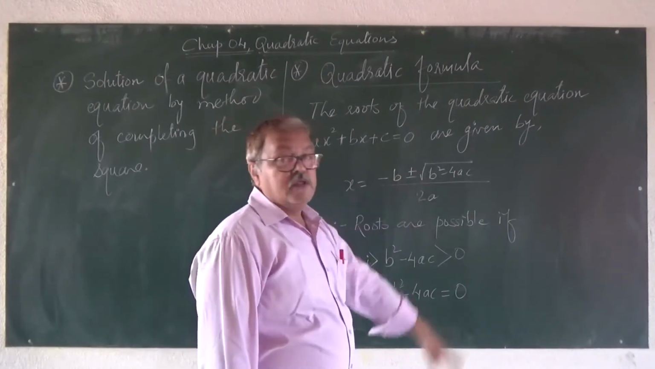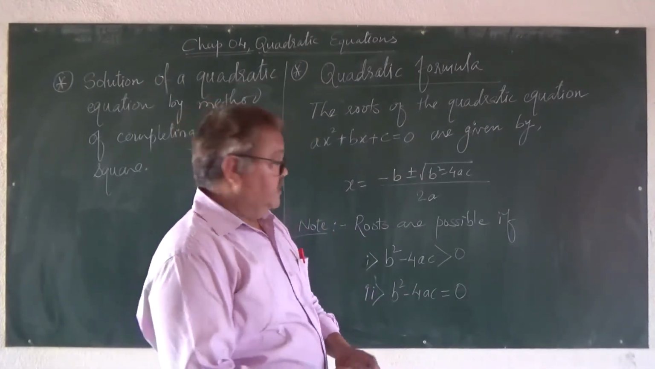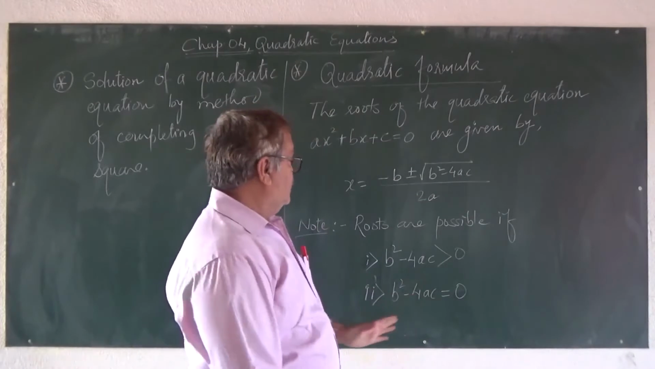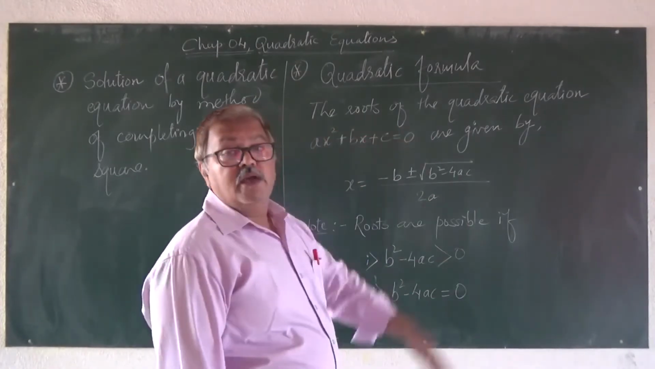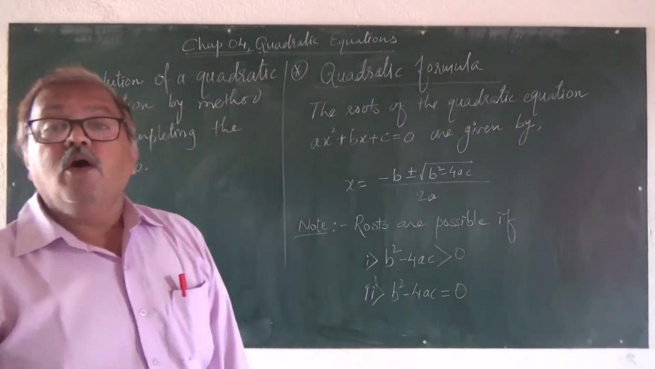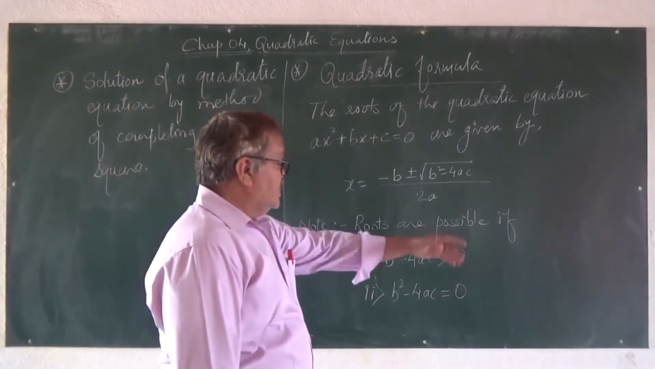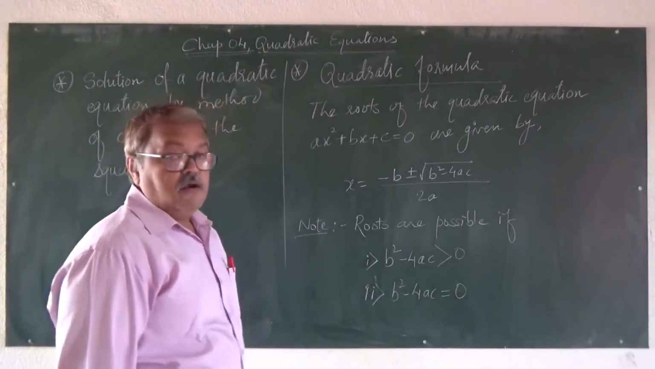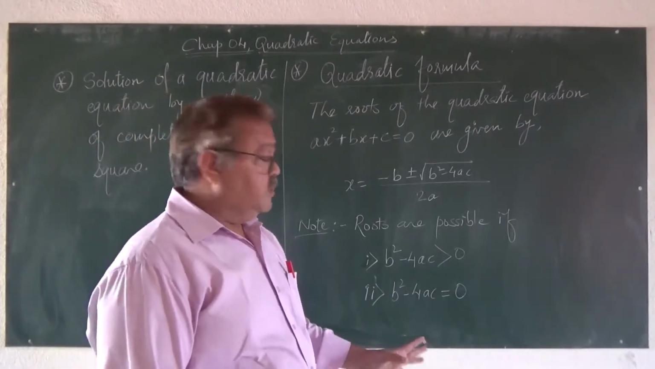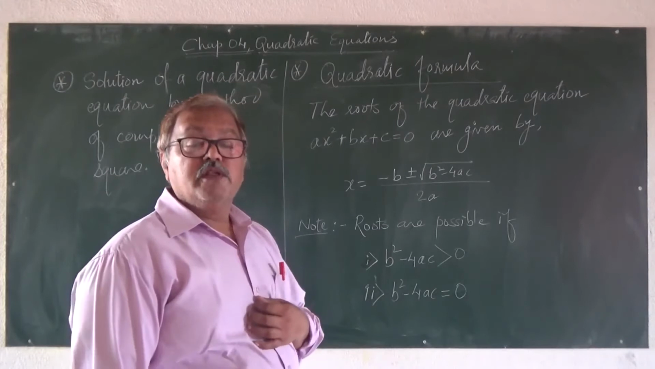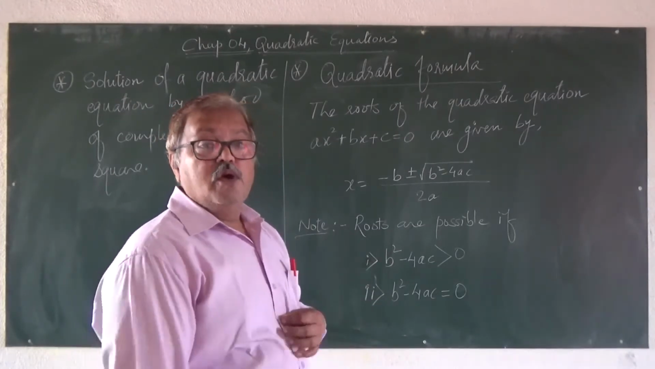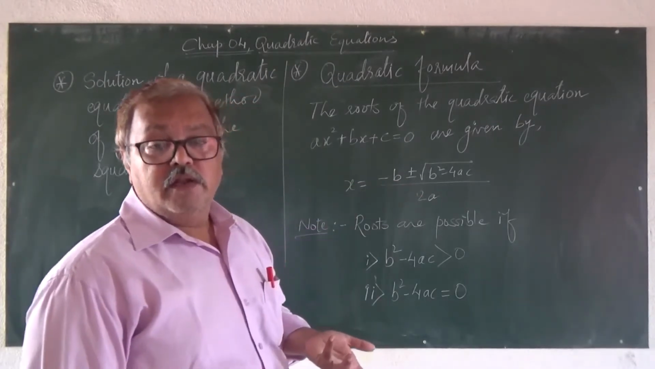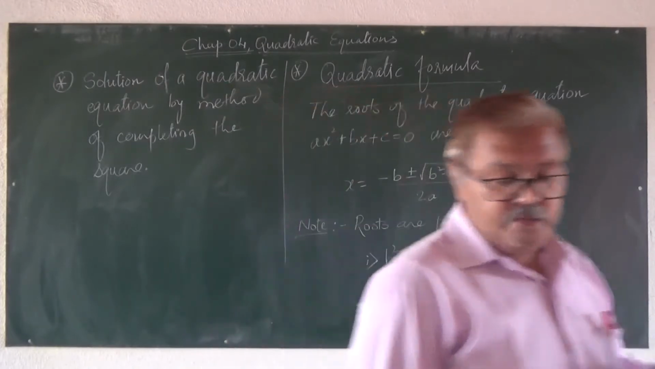So b square minus 4ac is called discriminant. You can calculate the value of b square minus 4ac and decide whether the roots of the given quadratic equation are possible or not. So here I have written the notes. The roots are possible if b square minus 4ac is greater than 0 or b square minus 4ac is equal to 0. That is, b square minus 4ac greater than or equal to 0. But if it is less than 0, roots are not possible. We will see both the methods in exercise 4.3. Let us see now exercise 4.3.